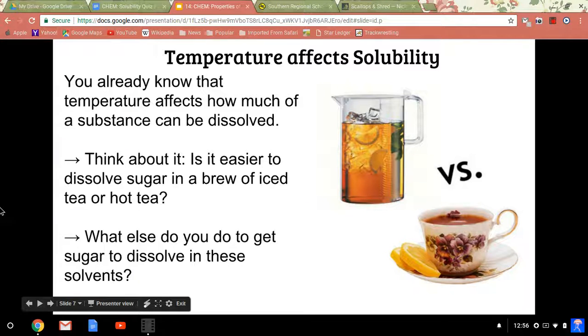All right, so we already know that temperature affects solubility. This is something that you probably already know and probably already seen in real life. The warmer a substance is, the easier it will dissolve whatever solute that you're putting in there. Think iced tea versus hot tea. Iced tea, you're going to have to stir a lot more to get those sugar crystals to dissolve in there, whereas in hot tea, it will dissolve more readily. Definitely be a lot easier to dissolve sugar in your hot tea.